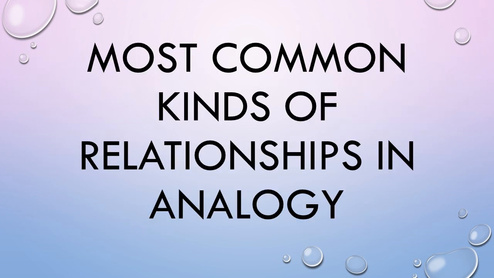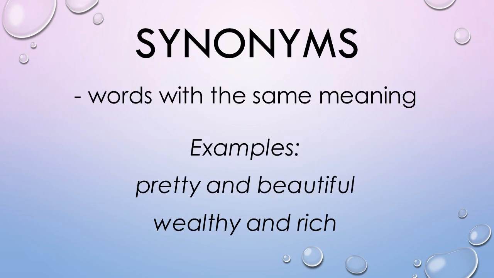Since we are dealing with comparisons, we should at least have an idea of the possible relationships a pair of words could have. Here are some of the most common kinds of relationships that we can find in analogies. Please be reminded that relationships in analogies are not limited to these. The first relationship that we have are synonyms. Synonyms are words with the same meaning. For example, pretty and beautiful, wealthy and rich.